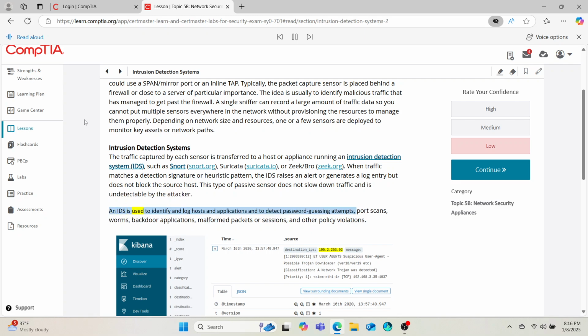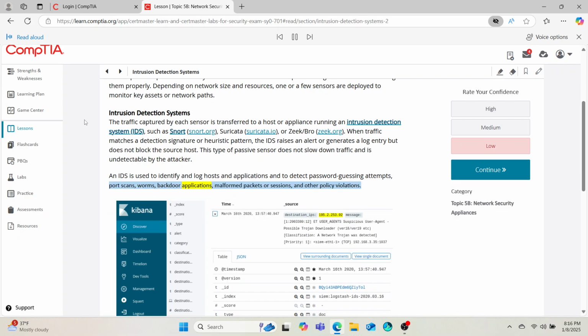An IDS is used to identify and log hosts and applications and to detect password guessing attempts, port scans, worms, backdoor applications, malformed packets or sessions, and other policy violations.